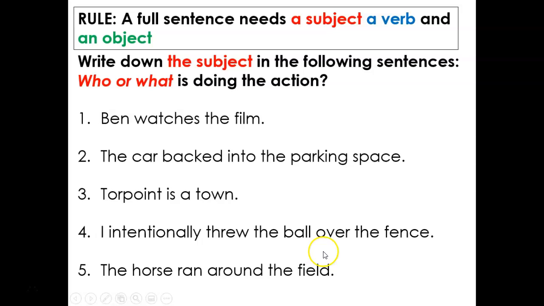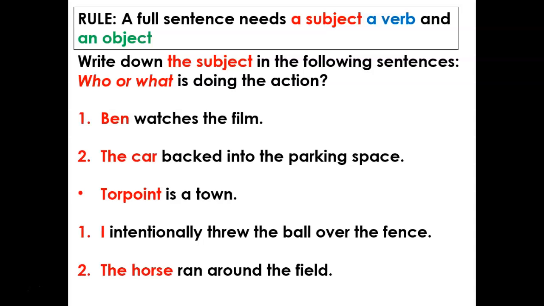Okay guys, so we'll just press pause there. Now for this one, you just have to write down the subject, guys. So you don't need the whole thing, but who's the subject? And we'll see each other in a minute for the answers. Right guys, so I do apologise, I don't know what's happened to the numbering here, but number one, Ben. Number two, the car. Number three, Tall Point. Number four, I. And number five, the horse. So give yourself a tick if you're right.